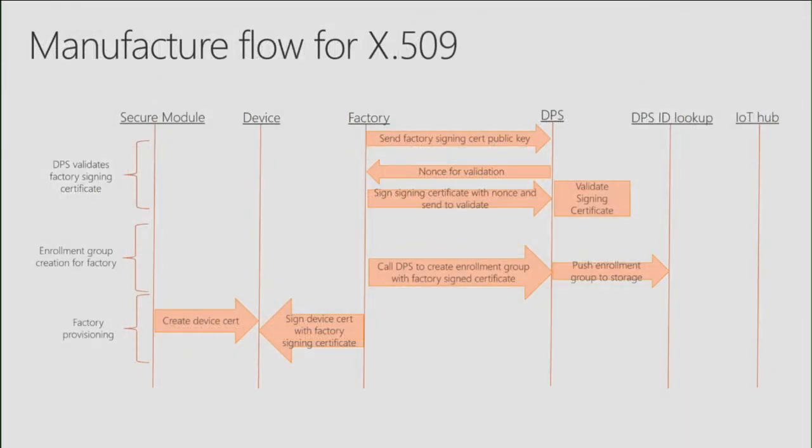Next up is the manufacturing flow for X509, which is a little easier because it's a lot more commonly used, where X509 is used all over the place. And in this case, we're just talking about how do we create a certificate, how do we produce a certificate and inject it into the device and somehow retain some sort of information about that cert. If you're using an individual enrollment, all you have to use is the thumbprint of that leaf certificate to prove that device.